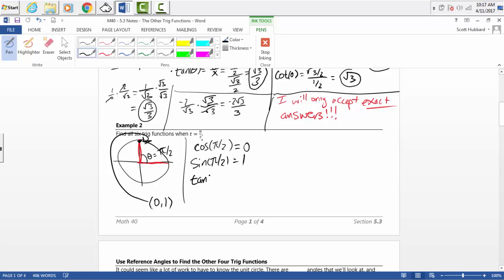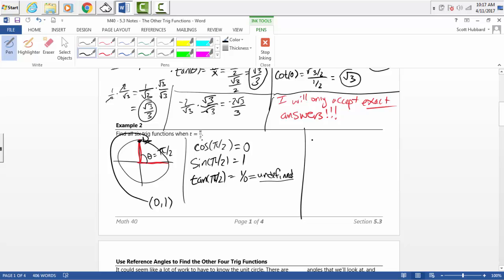Tangent now, remember what that's going to be. That's going to be sine over cosine. It's going to be y over x. So it's going to be 1 divided by 0. Uh-oh. Well, remember, you can never divide by 0. So 1 divided by 0 is not defined. So we actually just say that's undefined. So tangent of pi over 2 is undefined. There's nothing we can do. And so please don't call it 0, don't call it infinity, don't even leave it as 1 over 0. 1 over 0 is not defined, so we just have to say it's undefined.